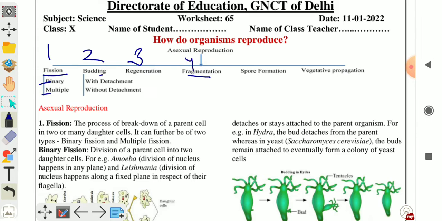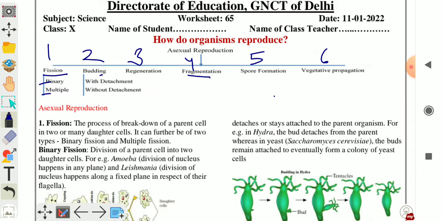Fifth one is spore formation. This occurs in the Rhizopus or fungi. And last one is vegetative propagation. By this process, plants are reproduced. So, these are the different types of asexual reproduction. First one is fission.